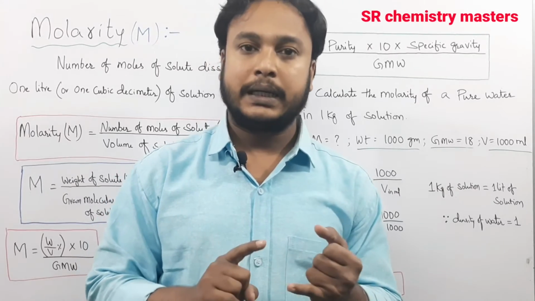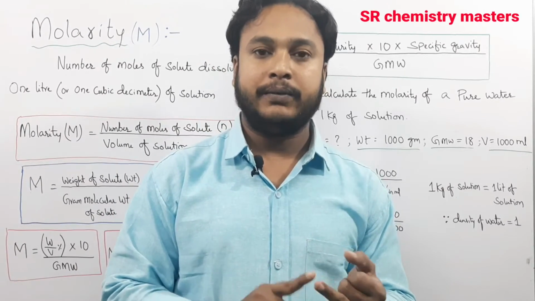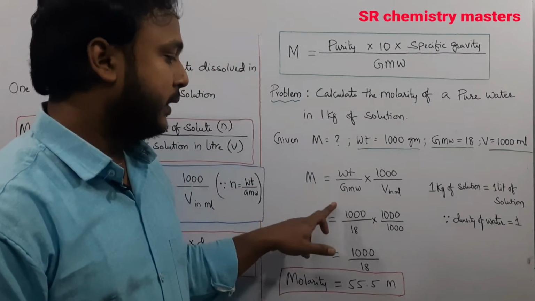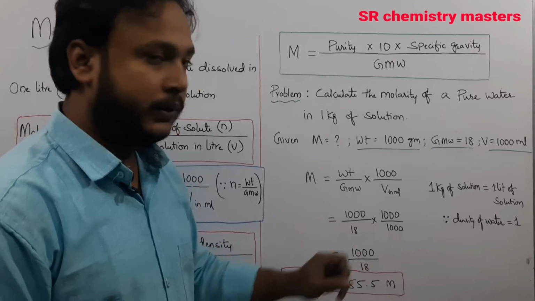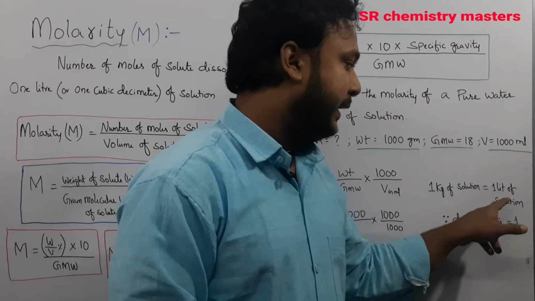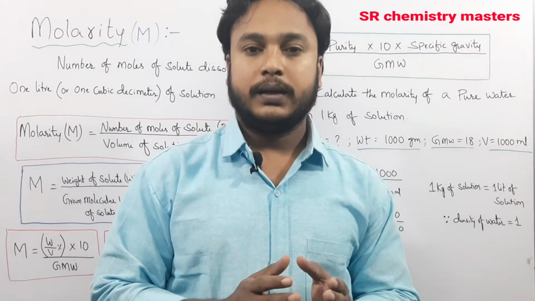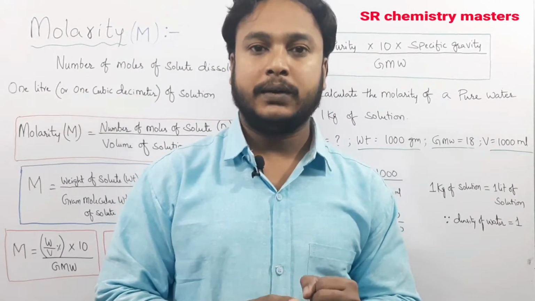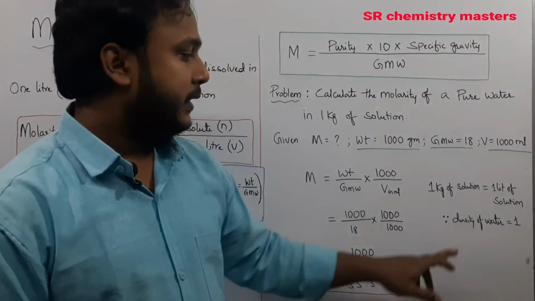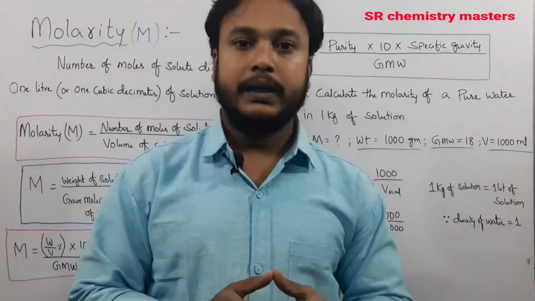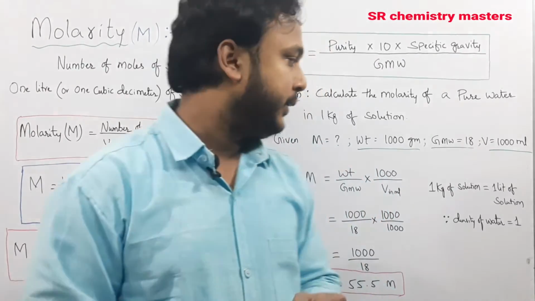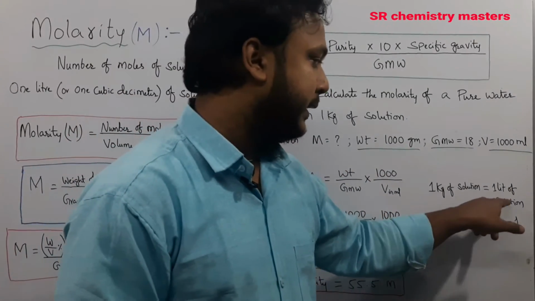As you know, when the weight, gram molecular weight and V in ml are given, we are going to take this formula. When you substitute the values, we are going to get 1000 by 18 into 1000 by 1000. Remember here, 1 kg of solution is equal to 1 liter of solution. When it comes to water, 1 kg of solution is equal to 1 liter of water, because the density of water is 1. It is not applicable to all solutions, but for water, as the density is 1, we take 1 kg of solution equal to 1 liter of solution.